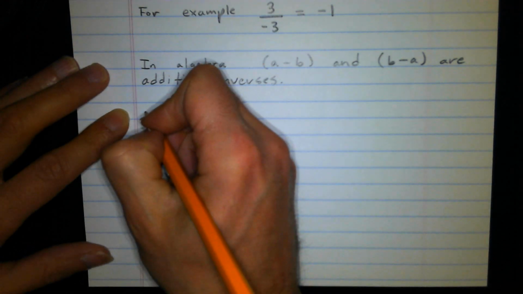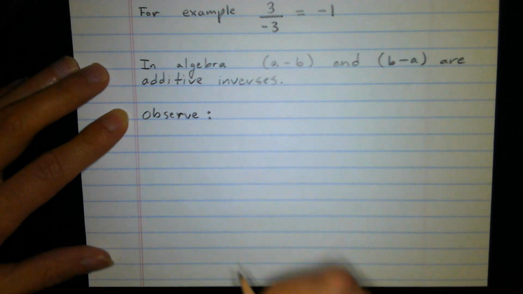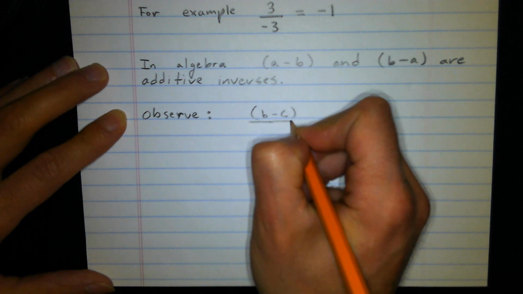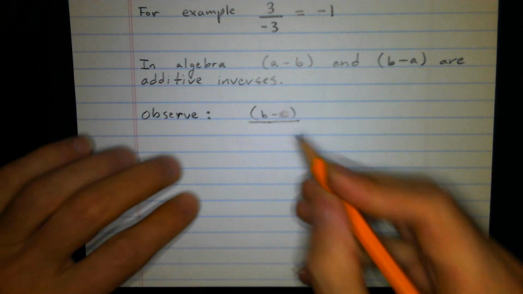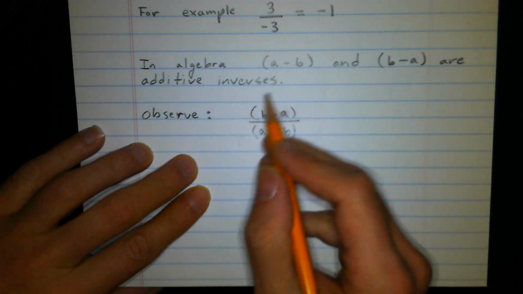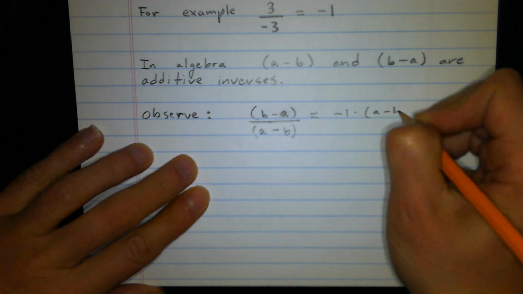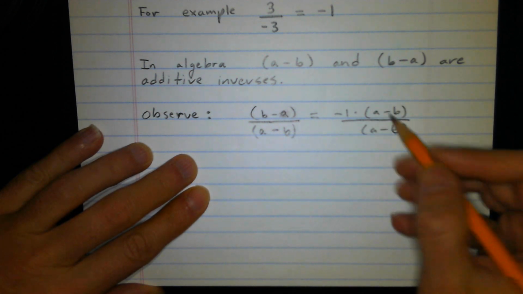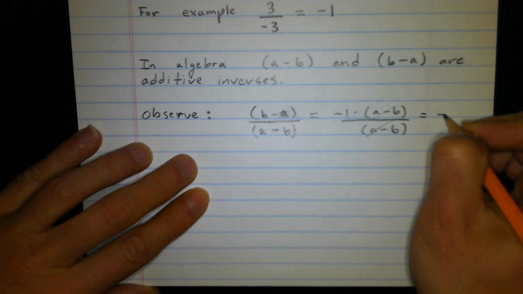And so let's see why. Well, observe (b minus c) divided by (b minus a), sorry, a little typo there, (b minus a) divided by (a minus b). Well, I can factor a -1 out of the numerator here, which leaves me with this. And now, (a minus b) divided by (a minus b) is always equal to 1, so we can just cancel them out, and our result is just -1.